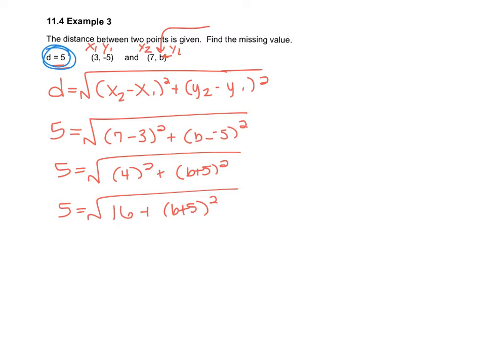Now from here I realize that I can't really simplify this any further unless I get rid of the square root. And my knowledge of square roots tells me that I can now undo the square root on the right-hand side of the equation if I square both sides of the equation.